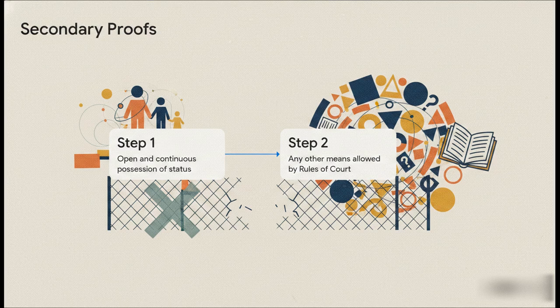But hey, what if you don't have those primary documents? The law lets you step down to secondary proofs. Step 1 is the open and continuous possession of legitimate child status. Basically, the parent has publicly and consistently treated the kid as their own. Step 2 is a broad catch-all. Any other means allowed by the rules of court. But remember the strict rule here. You absolutely cannot use secondary proofs unless you first prove that the primary ones don't exist.